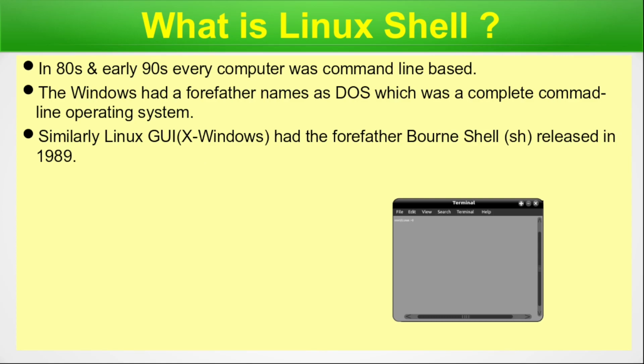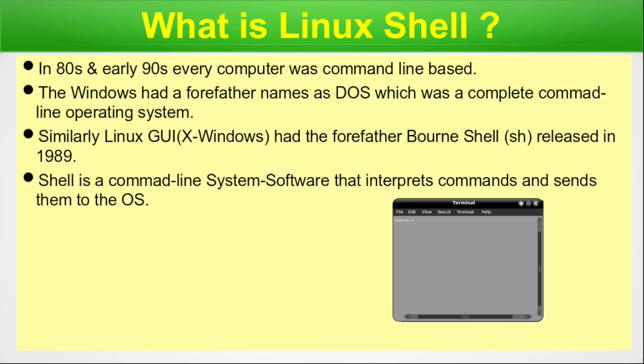Similarly, the Linux GUI, called X Windows, had the forefather called Bourne Shell, that is sh, released in 1989. Whatever GUI we use nowadays is called the X Windows system in Linux. And as I have already shown in the last episode, there are Linux desktops like GNOME, XFCE, Plasma, all those things.